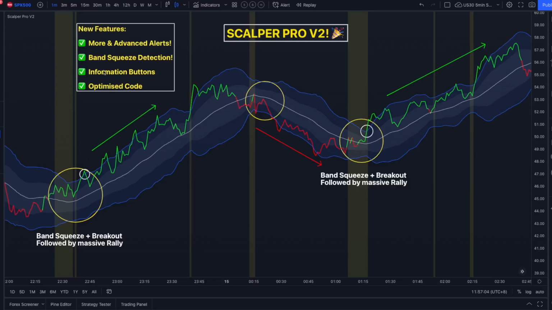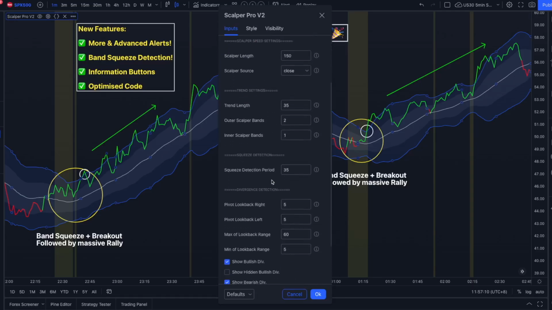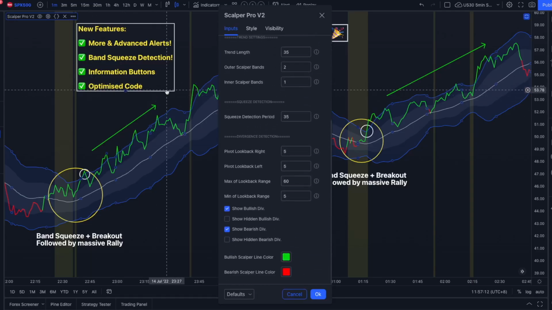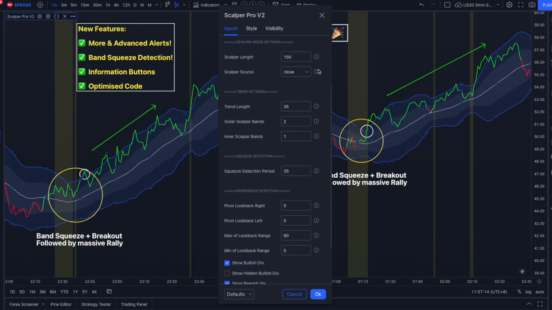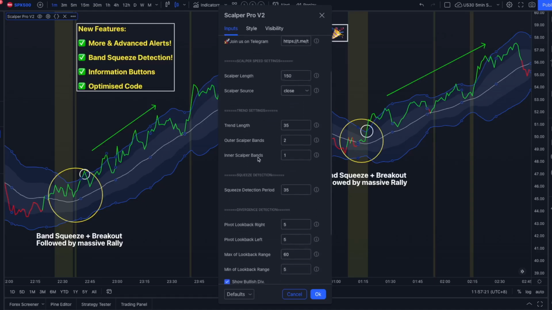And now to the last two new features in Scalper Pro version 2. If you click into the settings here, I structured everything a little bit more smoothly. I optimized the code, and I added those little information buttons to give you a little bit more insight into what each setting is used for.